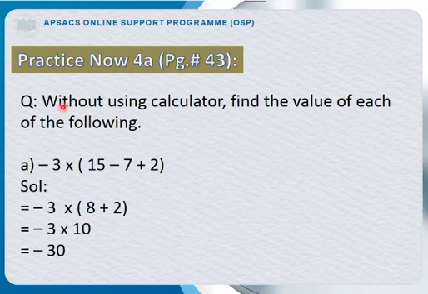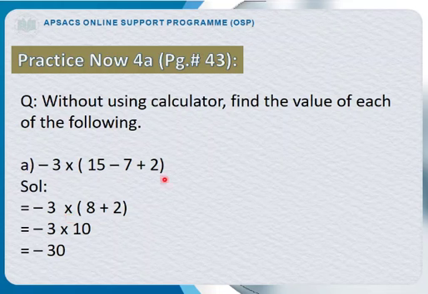4a. The question is, without using a calculator, find the value of each of the following. Part A is minus 3 multiplied by bracket open 15 minus 7 plus 2. Now here first we write the heading of the solution. Afterward we will write the equal sign as it is, minus 3 as it is, multiply sign as it is.